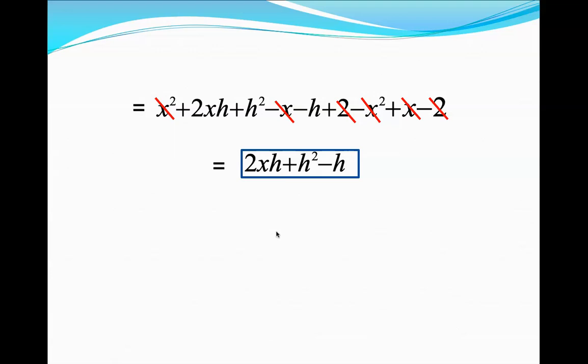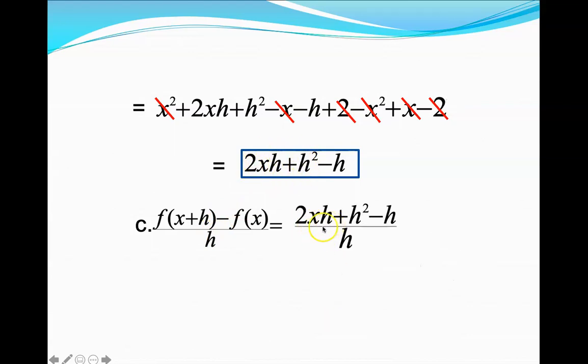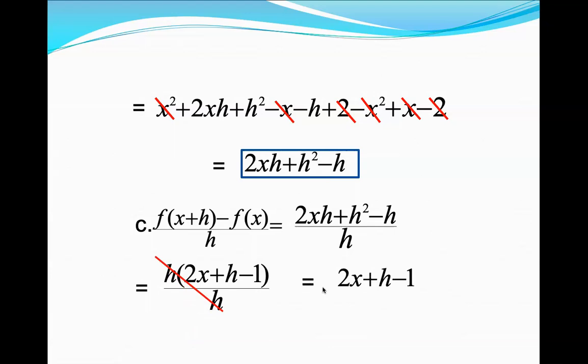And then lastly, part C, I take f of x plus h, which we found, subtract the f of x, which we just did, and then I divide by h. So I'm going to take what I got in part B and just divide by h. Now what I see is on top, everything has an h, so I'm going to factor out an h. So 2xh, if I take out an h, leaves me with 2x. H squared, if I take out an h, still leaves me with h. And h, take out an h, leaves me with 1. These two h's will cancel. And my difference quotient is evaluated. So what does f of x plus h minus f of x all over h equal in this particular instance? It equals 2x plus h minus 1.